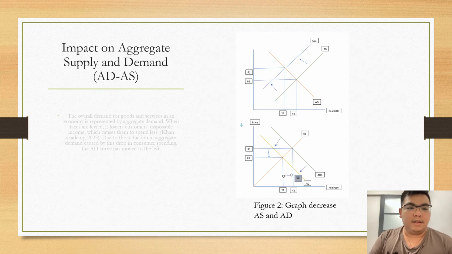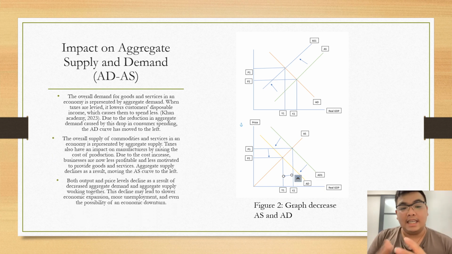The next part is the impact on aggregate supply and demand, AD and AS. As you see on the right, it's the graph showing a decrease in AS and AD. The overall demand for goods and services in an economy is represented by aggregate demand, and a tax levied lowers customers' disposable income. Because customers are making less, their wants and needs are also different, as they want to spend less money. Due to the reduction in aggregate demand caused by the drop in consumer spending, the AD curve has to move to the left.